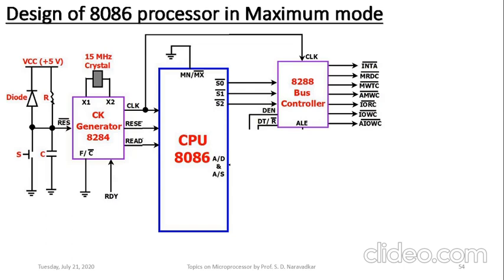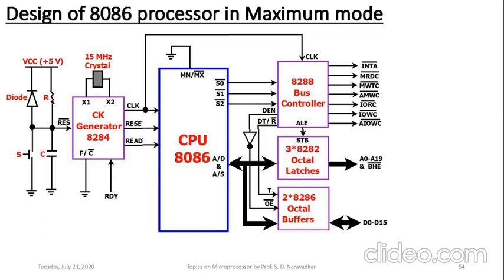Demultiplexing will be handled by 8282, 3 sets of octal latches. ALE signal from controller will be straightway connected to strobe line. To this set of octal latches here, address data, address status signals, multiplexed signals are connected as input. To the output side of that octal latches will be A0 to A19 and BHE bar signal. It is a demultiplexed address bus and control signal BHE bar.